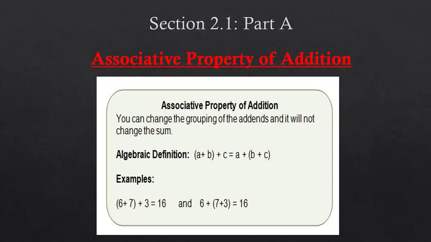For example, if you have 6 and 7 being added together in parentheses with 3 later being added on the outside, you get a sum of 16. Likewise, if you have 6 on the outside, but 7 and 3 have been added together in parentheses, you will still get a result of 16.